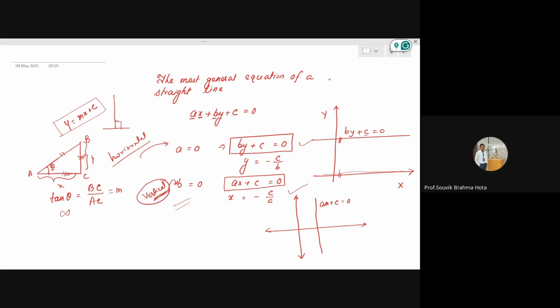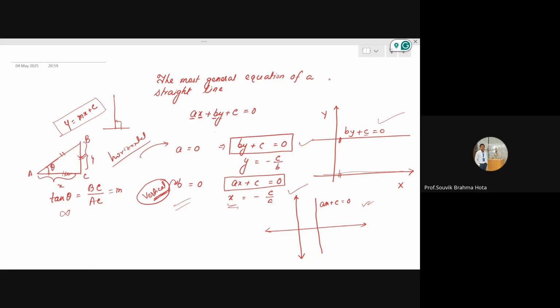Now, this is about the most general equation of the straight line, and there you find one line is actually parallel to x, where in this form ax plus by plus c, you put a equal to 0, so by plus c, that is parallel to x. Where you put b equal to 0, that means ax plus c, that time it is parallel to y, or it is a vertical line. Therefore in the first case you'll be getting y as minus c by b, and here x as minus c by a.